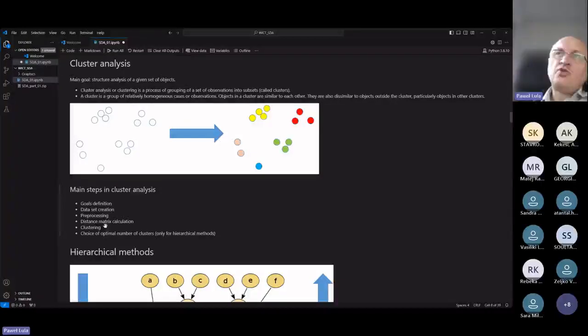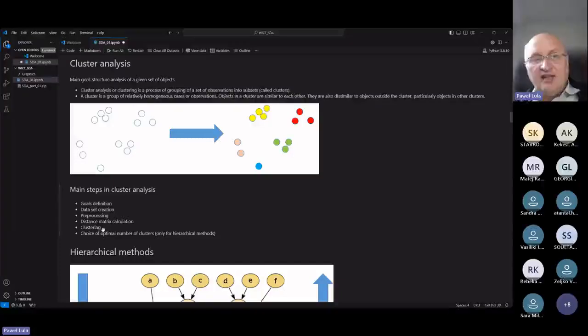Next, we should calculate the distance matrix. We should calculate distances between every pair of objects. Of course, we can use different types of measures for expressing distances. Having this distance matrix, we can perform the clustering stage.